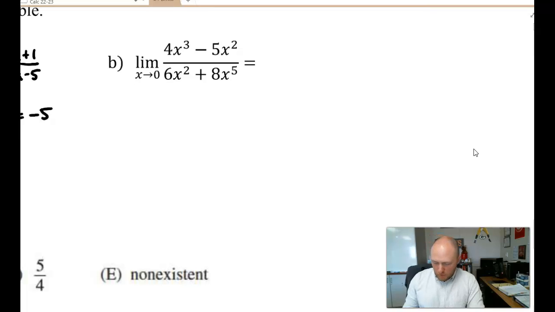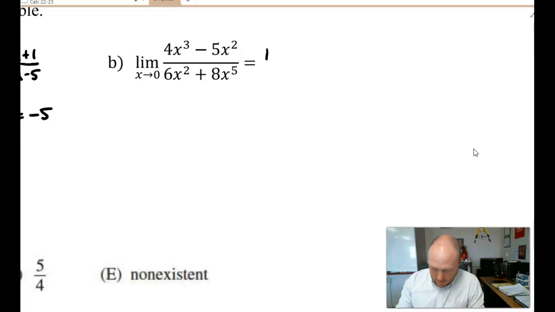All right, hopefully for this one, you found when plugging in the limit as x approaches 0 that we get 0 over 0, top and bottom. And that's pretty obvious, right? I mean, all these terms here are variables, so when I plug in 0, everything's going to disappear.